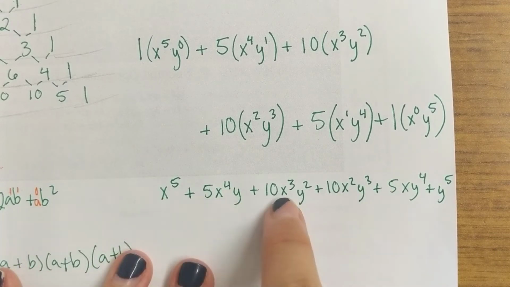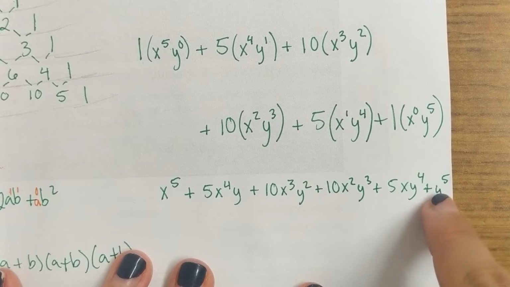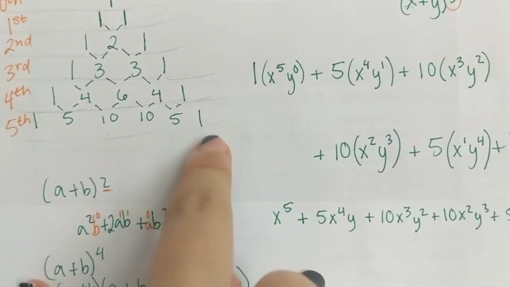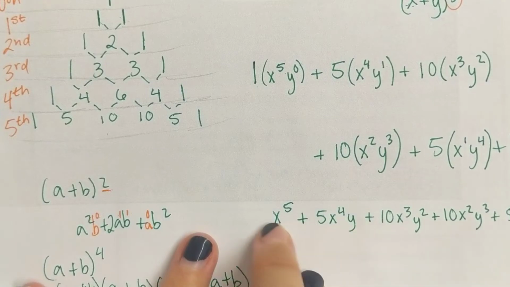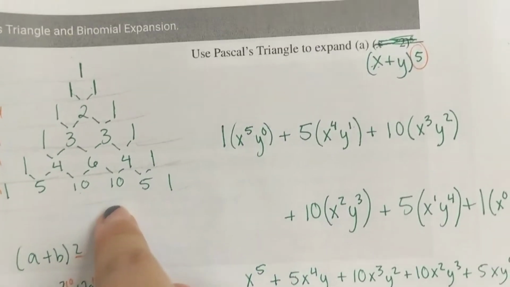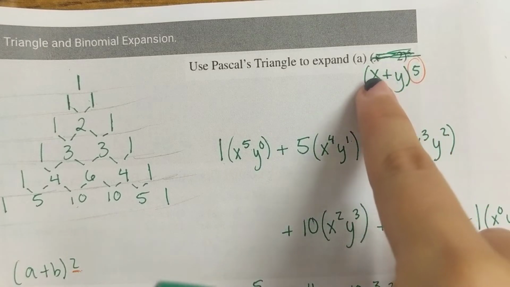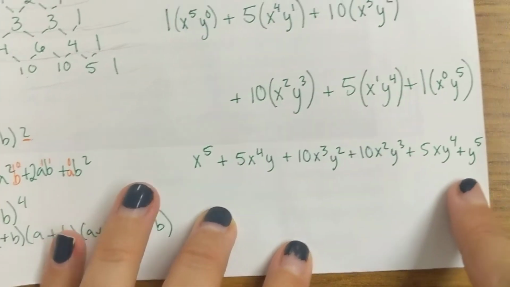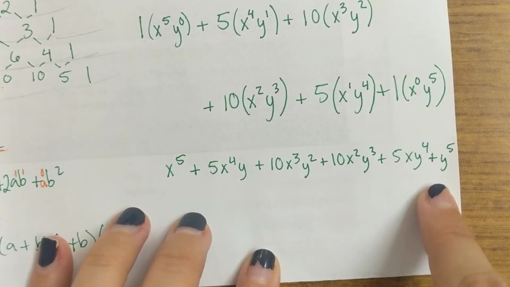1, 5, 10, 10, 5, 1. Your final answer won't always be the same as the row you used in Pascal's triangle. But x and y did not have a coefficient, so it is the same. It is 1, 5, 10, 10, 5, 1. And that's your final answer.